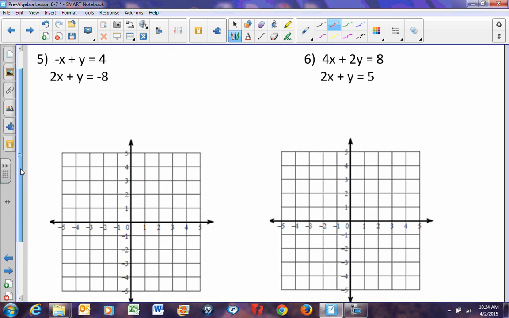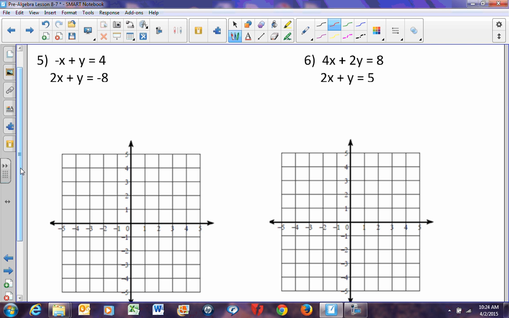Not always will they be written in slope-intercept form. As you can clearly see here in problem number 5, they're not written in slope-intercept form, so we have to rewrite them. I am going to rewrite each equation in slope-intercept form. Equation 1, I would have y equals, I have to add my x. Y is going to equal x plus 4. And I keep them in y equals mx plus b form. It's best to keep them in slope-intercept form because it's the easiest way to be able to write your equations.